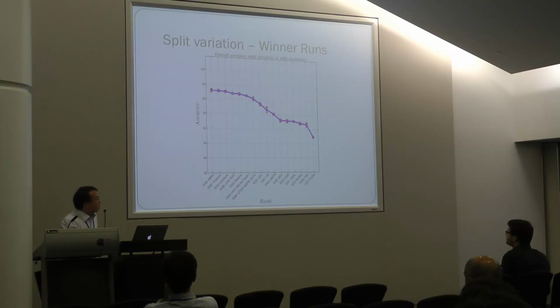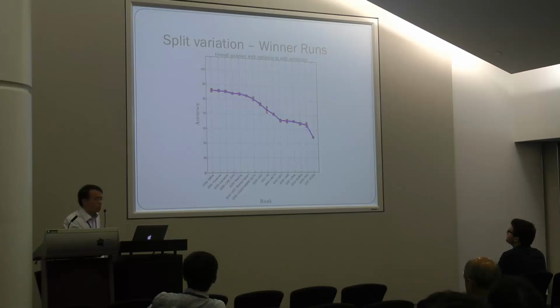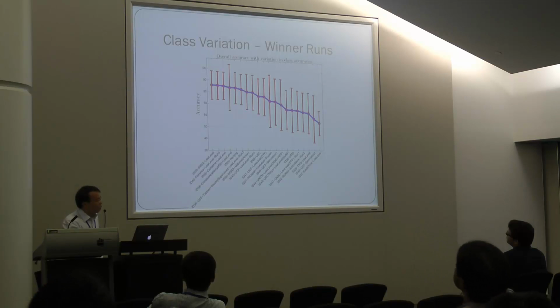With this plot, I want to show how diverse the results are across all these three splits. If we look here, the split variation is very small over all these three splits, which means the split is meaningful. And here is the class variation over all the teams, and they have very similar variance.